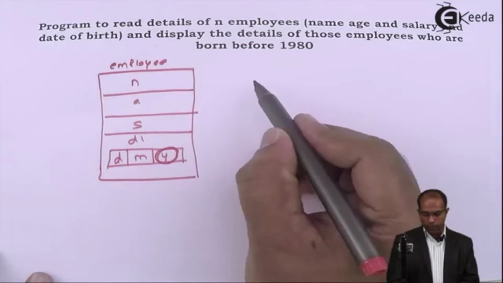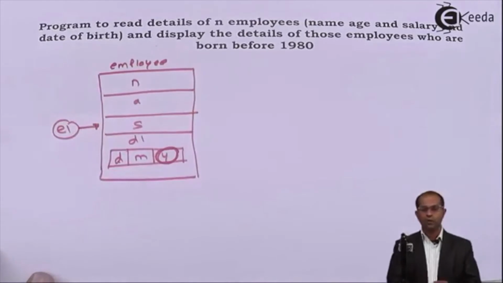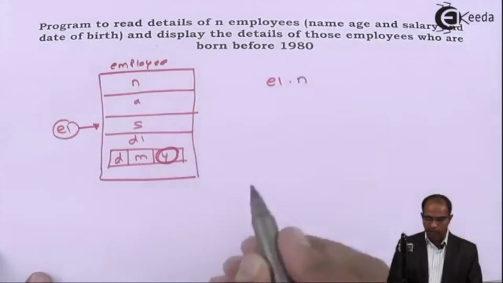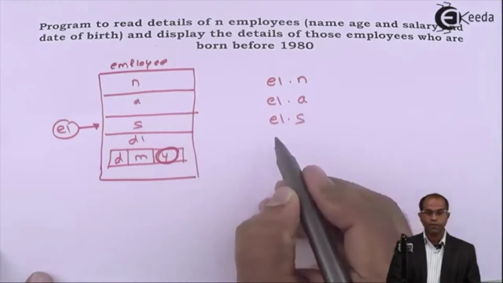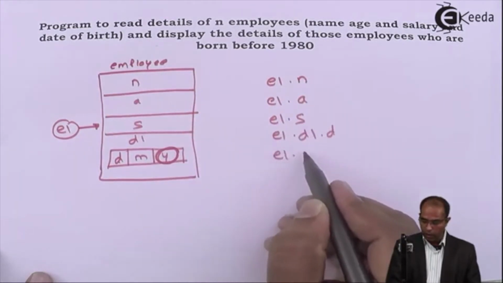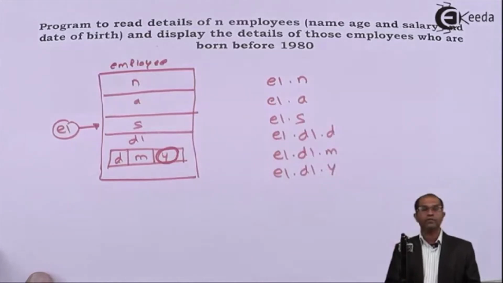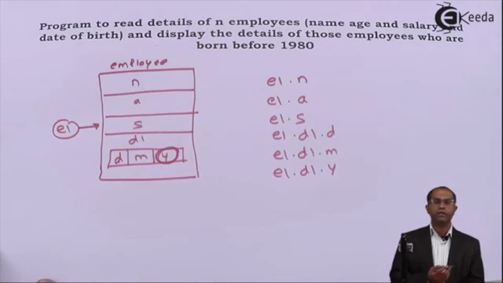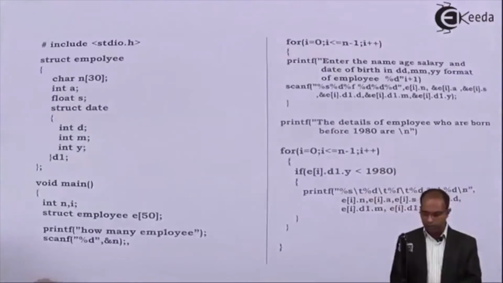So if there is a variable by name E1 which is created for employee, here I'll say E1.N, E1.A, E1.S, then E1.D1.D, E1.D1.M, E1.D1.Y. Right? So you can calculate the size of the structure, you can calculate the members of the structure as per the array size which you declare in your declaration. Right? So this is the program. Now let me put the program for this particular part.